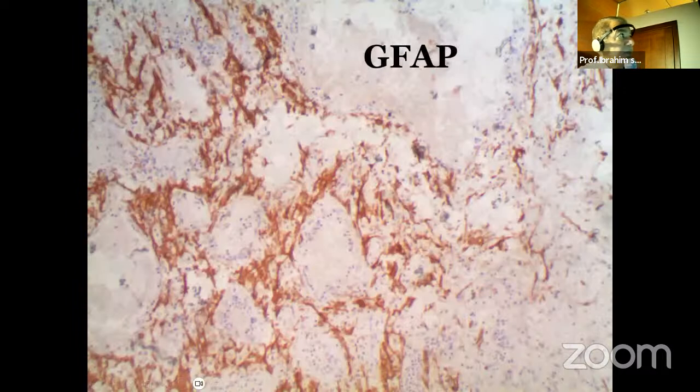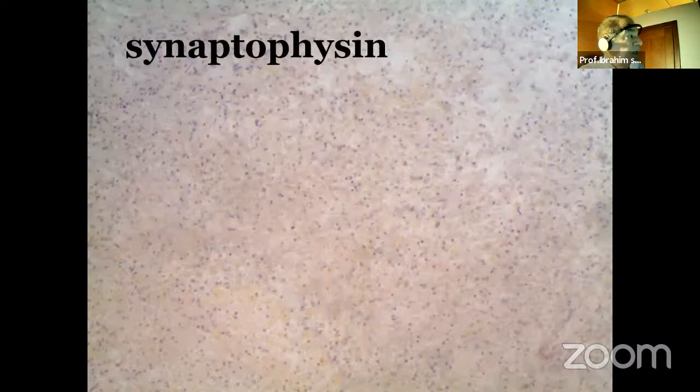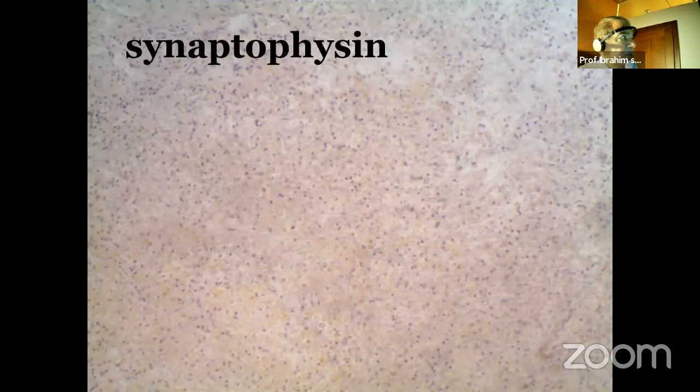This is GFAP. The GFAP is a glial tissue staining and brain tissue staining. And you can see it is present in between the dilated blood vessels. Synaptophysin, to see if there are any ganglion cells or cortex. It's negative here, so it's not in the cortical area. So this is usually the histopathology of cavernoma.